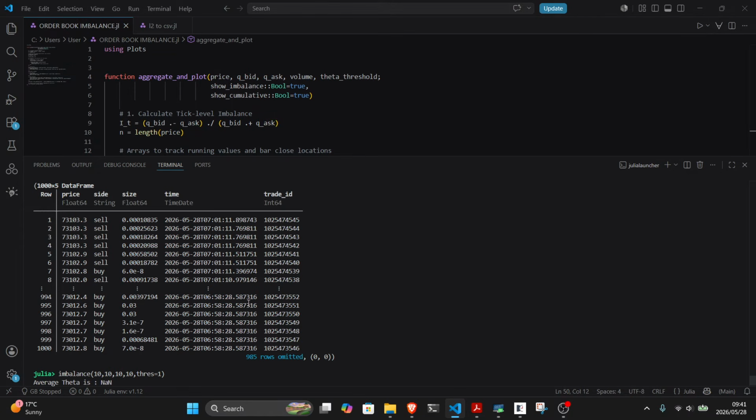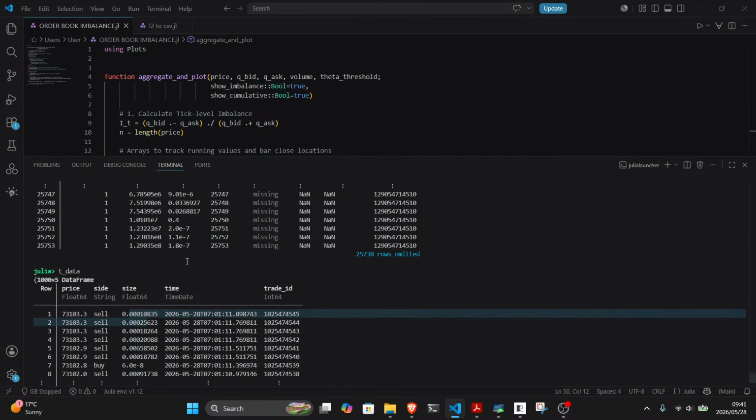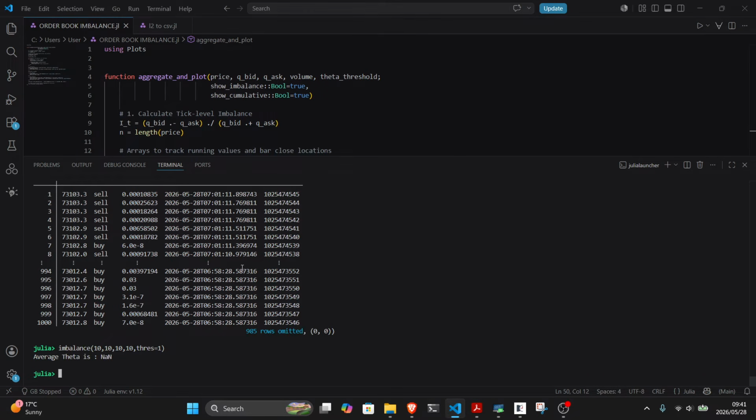I'm going to be running this on my Bitcoin L2 and price data. Here's the price data. As you can see, it has the size, and over here we have our L2 data. It has the level at which the order was at, and there's the price bid, price ask, size, the sequence, etc. Typical L2 data values.